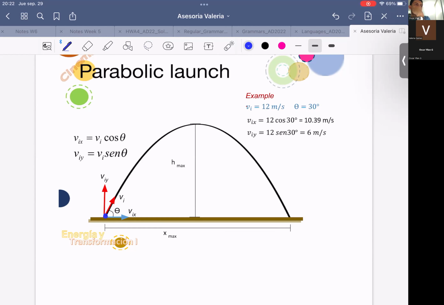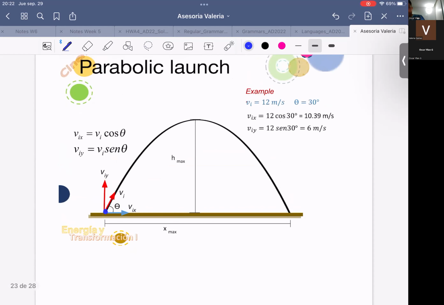Yes, if they ask you for the reach. Just for the reach. Because for your classmates, I teach them maybe more deeply. I teach them, for example, that for getting the Vx at any time, it's basically the V0x multiplied by the time of flight.